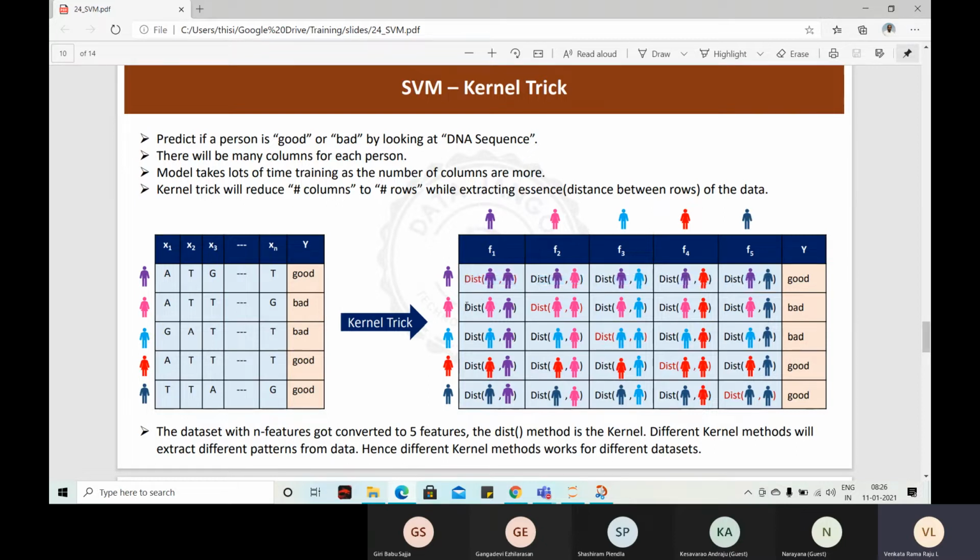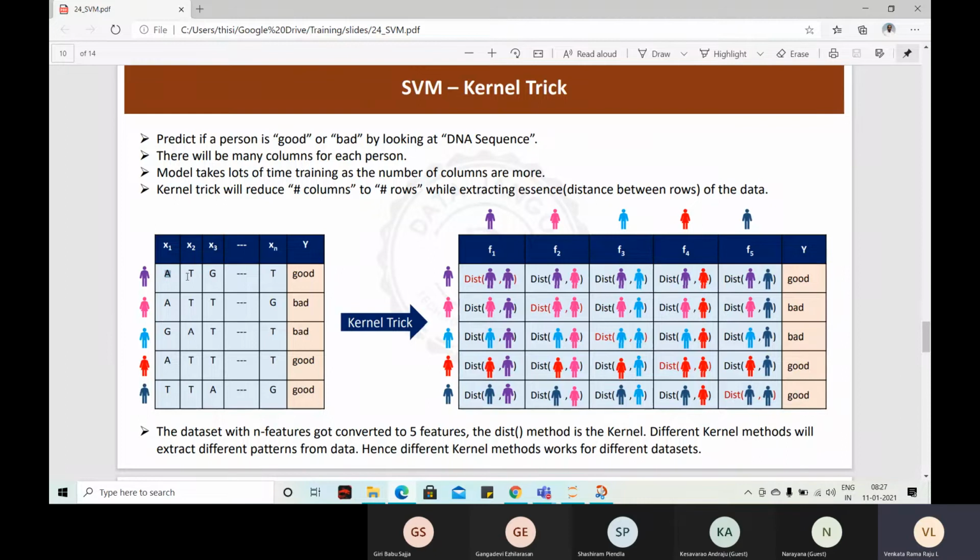For the second person also, I took the distance. How do you calculate distance between two rows? Euclidean distance or Manhattan distance, right? So, the distance between the second person and first person, second person and second person. If you are just calculating Euclidean distance, what is going to be the value on the diagonal? 0, right, if you are using Euclidean distance.